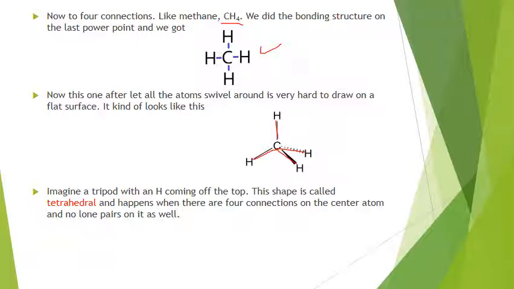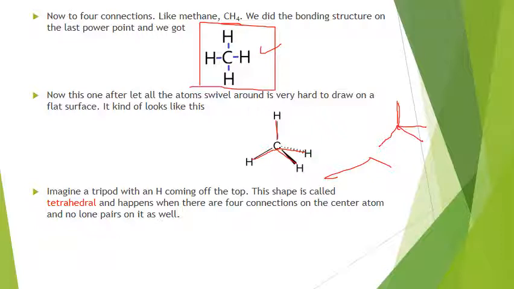So you have your tripod, with carbon here, hydrogen here, and there's another hydrogen coming off the top. You can see that's really hard to draw in 3 dimensions. And this shape here doesn't do it justice at all. It'd be really good if I could show this to you in 3 dimensions, but the best way to do it is think about it as a tripod with a piece that's coming off the top.